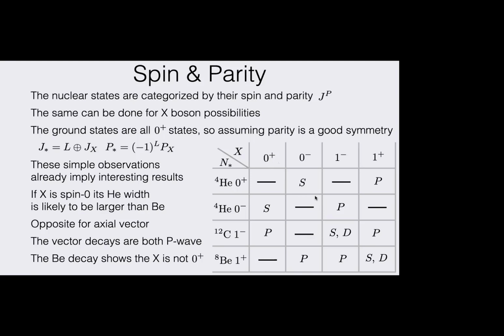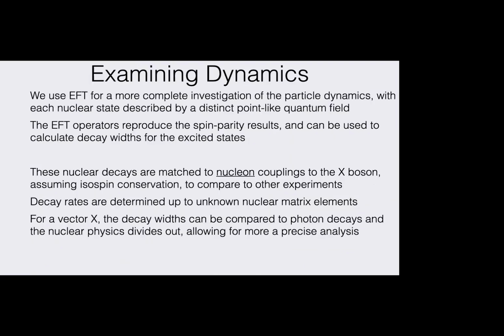However, if you look at the pseudoscalar and the axial vector, then you notice that in the beryllium case, the decays are dominated by either the P or S wave, respectively. But in the helium case, they're dominated by the opposite, the S and P wave. And so in the most naive estimation, you might say, I would expect these two decay widths to be somewhat different because different partial widths are dominating decays. Whereas for a vector X, both the helium and the beryllium decays are P wave. So you can get a little bit of information from just spin and parity. It's a nice way to organize thoughts, perhaps. But again, it's not all that we want. We really want to look at actual decays.